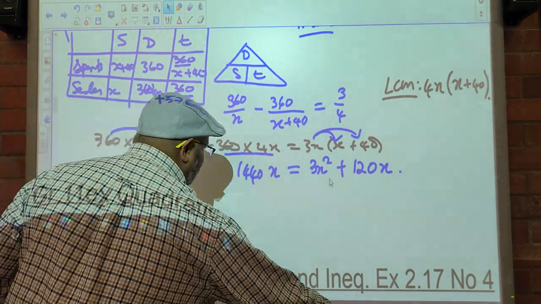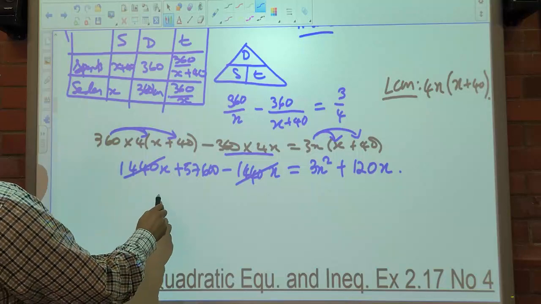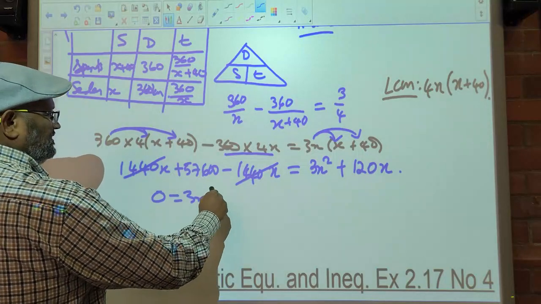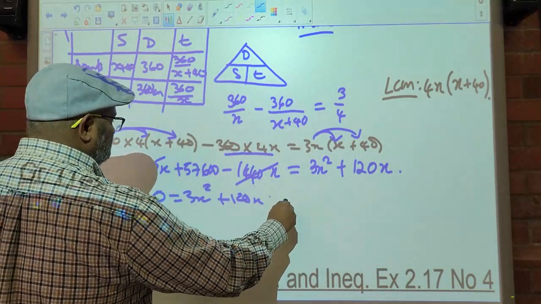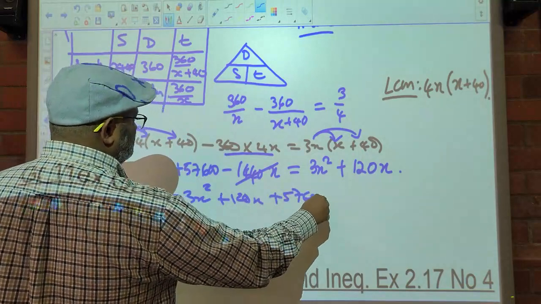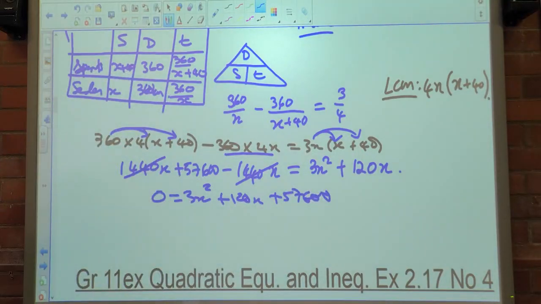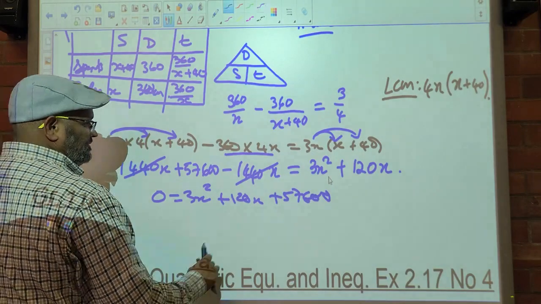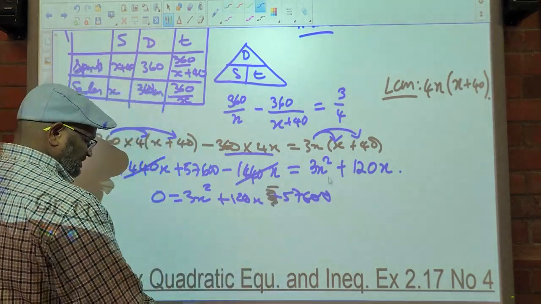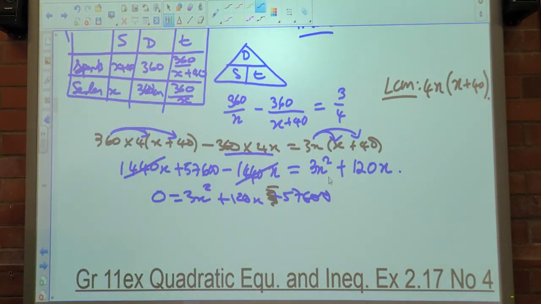Okay, so let's tidy up this a bit. That cancels, correct? So 0 is equal to 3x squared plus 120x plus 57,600. Minus. Should be minus, not so? Yeah, I made a mistake there somewhere.